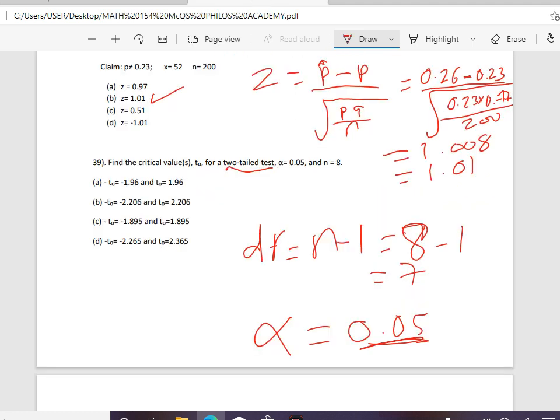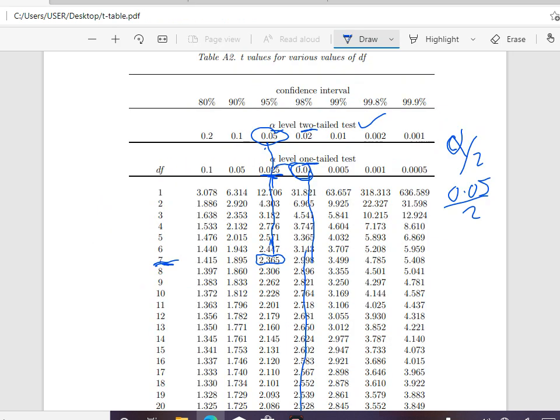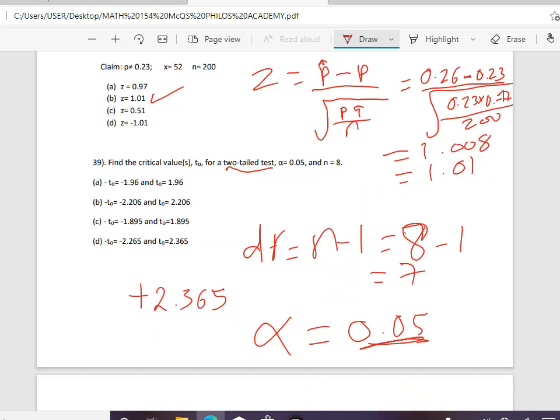But it will be plus or minus 2.365 because it's a two-tail test. So there is a typo here. This was supposed to be negative 2.365. So the answer is D. There is a typo here, don't mind that. The answer is D.